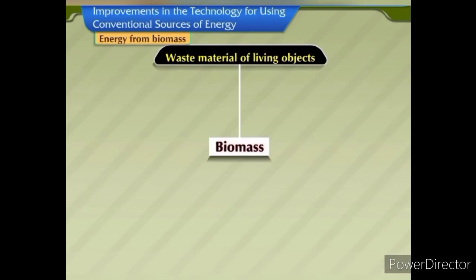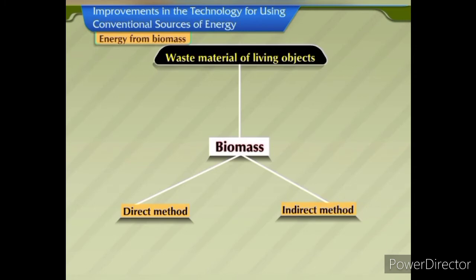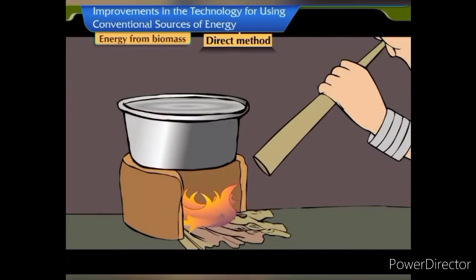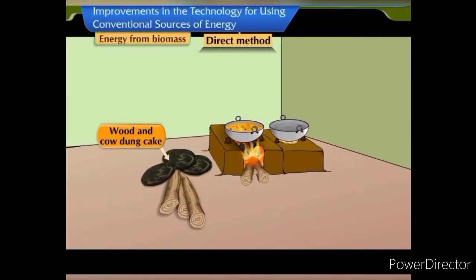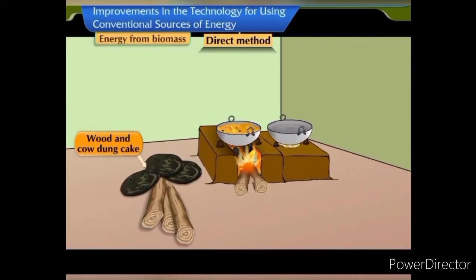The energy from biomass can be used directly as well as indirectly. The direct method of using biomass is to burn it. Even nowadays, if you go to the villages, you can see people burning wood and cow dung cakes in traditional chullas for cooking food and heating water. But the efficiency of these traditional chullas is very low. It is less than 15%.